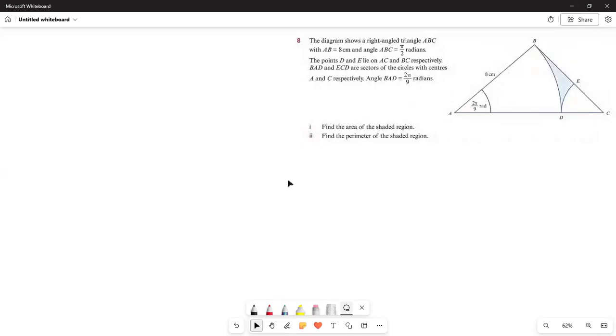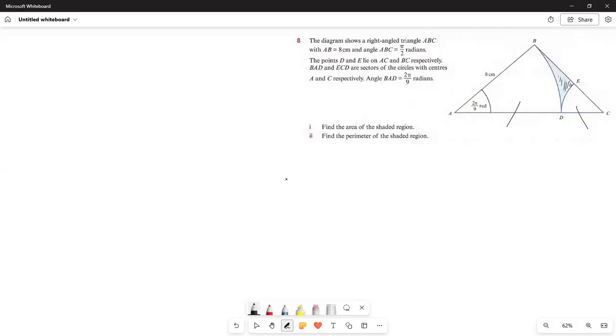We need to find the area of the shaded region. So we need to find this area. Okay, this is the shaded region. It's not difficult. If we find the area of this whole triangle ABC and subtract the area of this sector and this sector, we will get the area of the shaded region. So it doesn't look too bad.